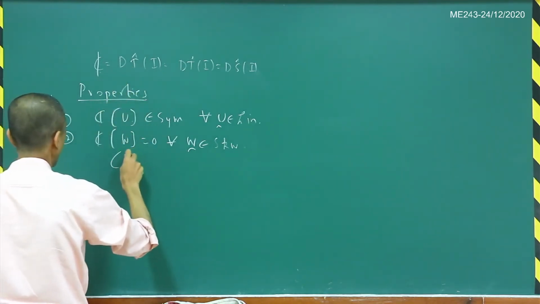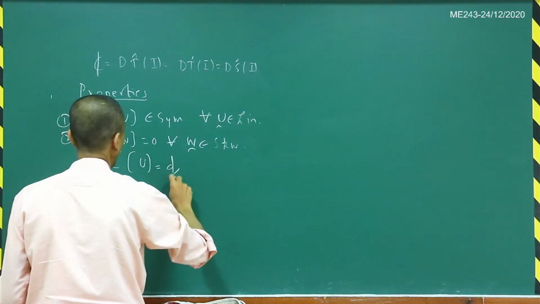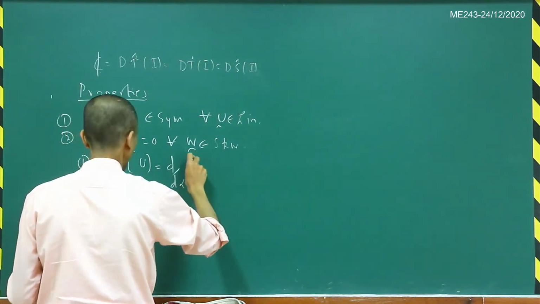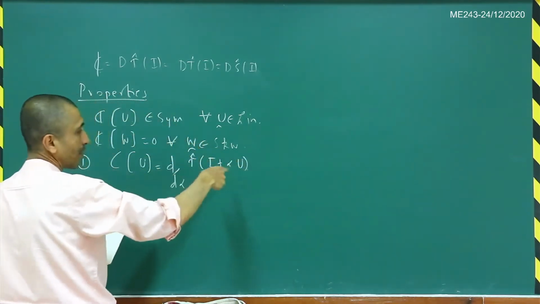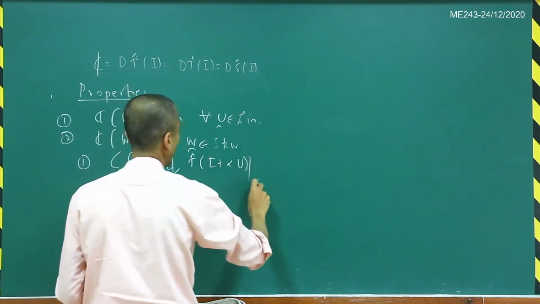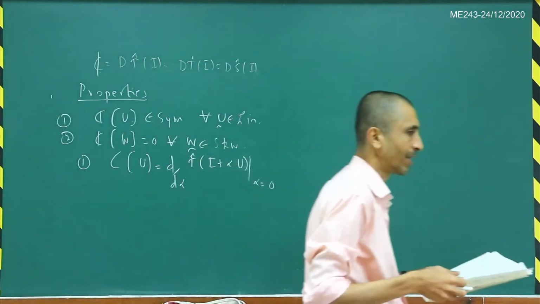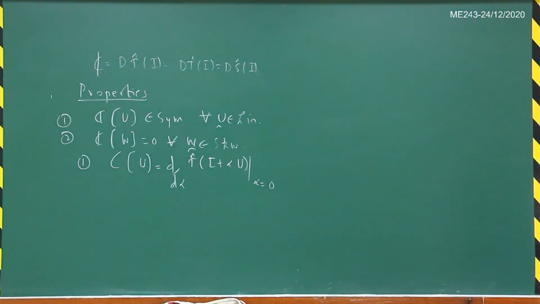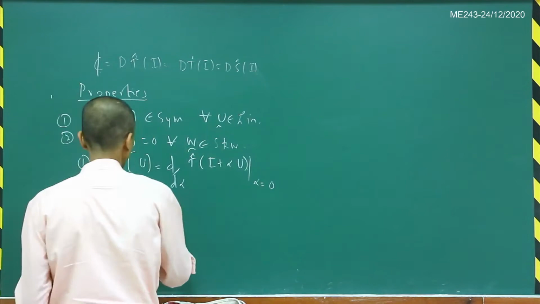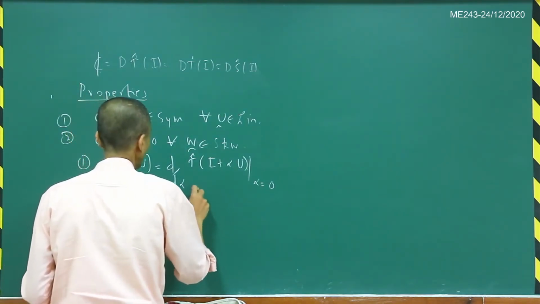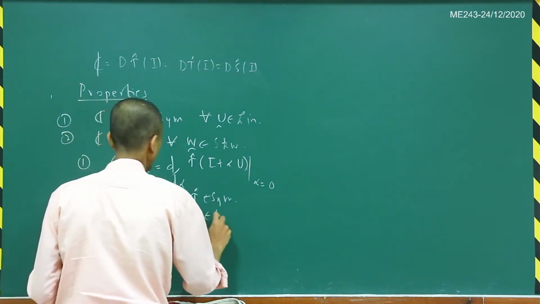So C of u, this is the first property, is equal to d by d alpha of tau hat of I plus alpha u. This is just from the definition of the directional derivative, evaluated at alpha equal to 0. And since tau hat is a symmetric tensor, from that we will get that C of u is a symmetric tensor. So since tau hat belongs to Sym, we get that C of u belongs to Sym.